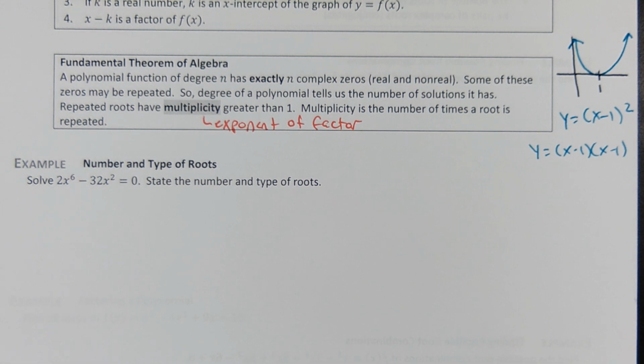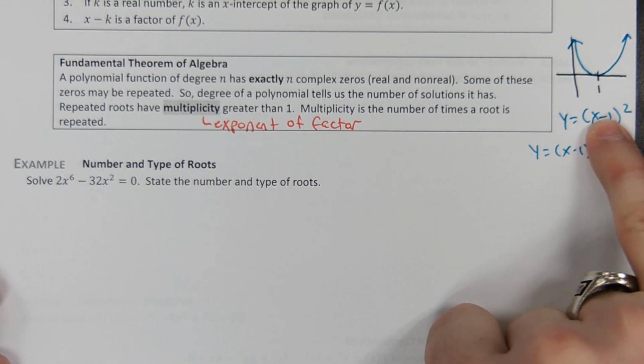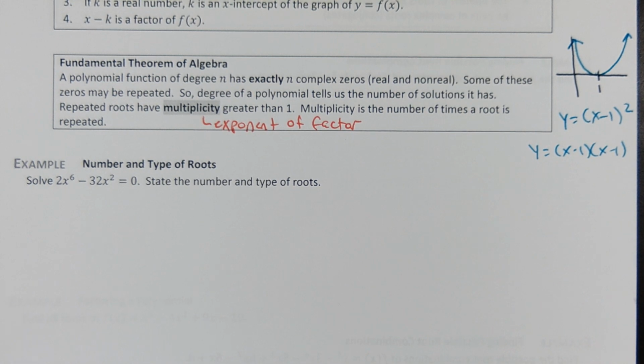And roots repeat often. It happens. And that creates unique behaviors at those roots, those x-intercepts, which we'll get to later in the lesson, not today. Okay? I just need you to know the word multiplicity. It tells you that an answer is repeated. And whatever the exponent on the factor is, that's the multiplicity.